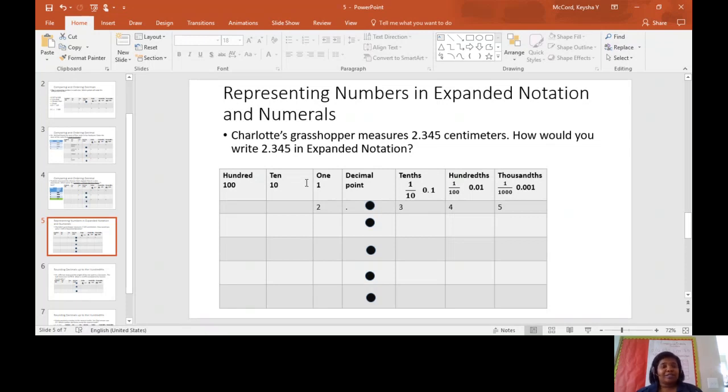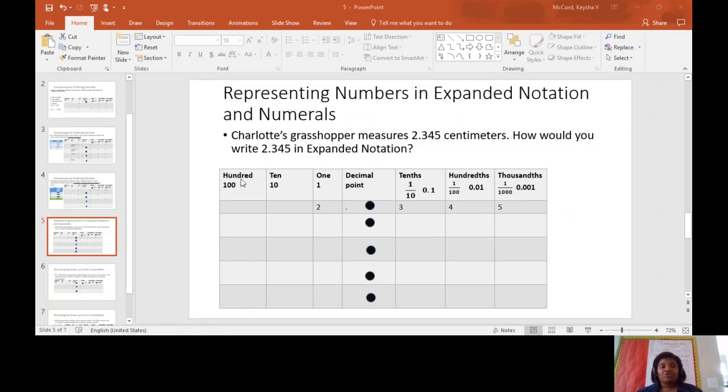So first thing I'm going to have is my place value chart. Now, if you have your place value chart, awesome. You can just use the one from the prior lesson. If you don't have it, you got to draw it again, okay? So I have 2 and 345 thousandths in my place value chart.